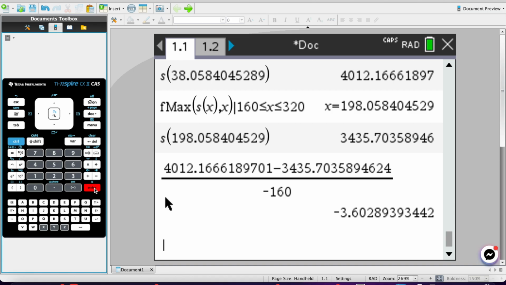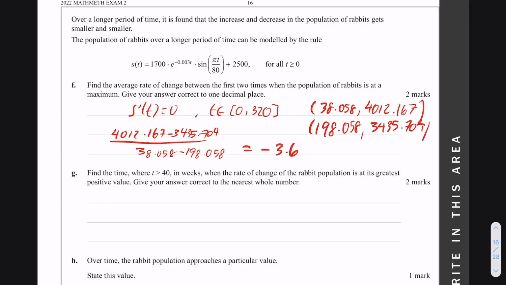You could say rabbits per what time? T is in weeks, per week. But I guess it doesn't really matter.